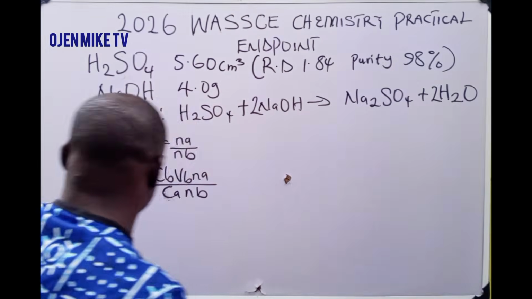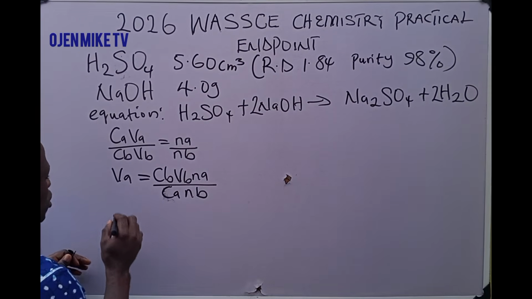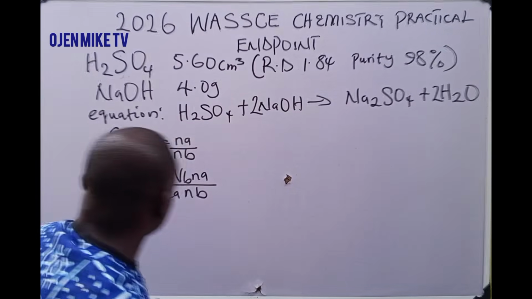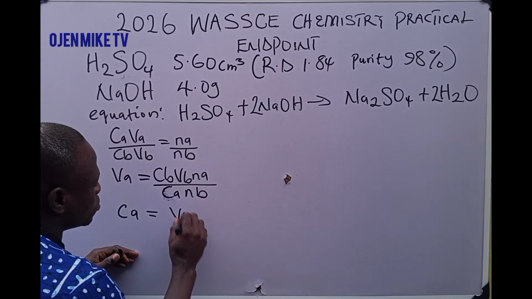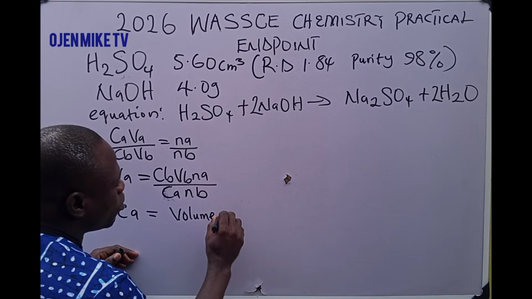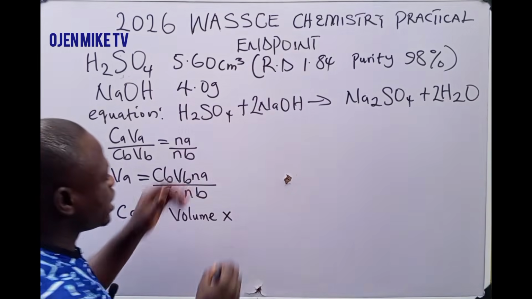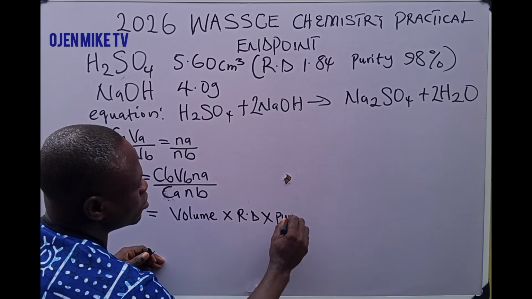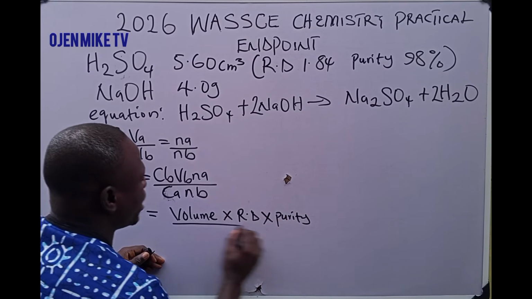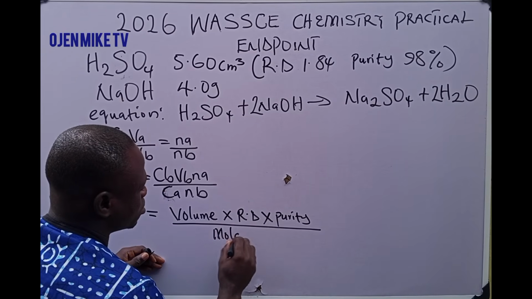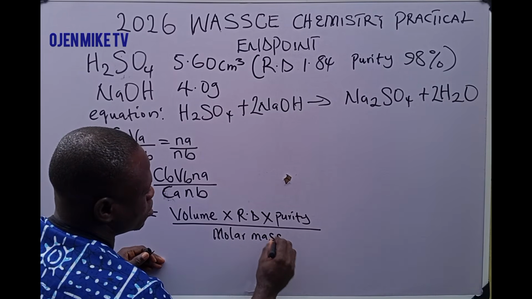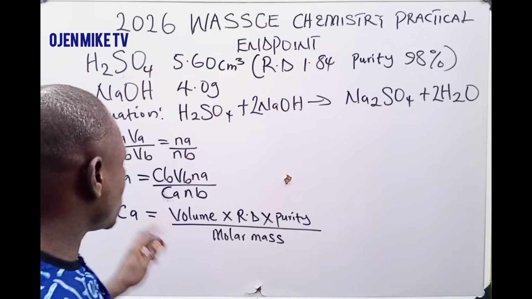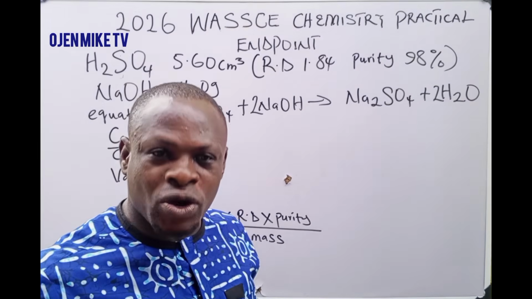To get your concentration, Ca, that is concentration of acid, is equal to volume multiplied by relative density, multiplied by purity, divided by molar mass. That is how to get your concentration of acid. We have other ways you can use to determine it.